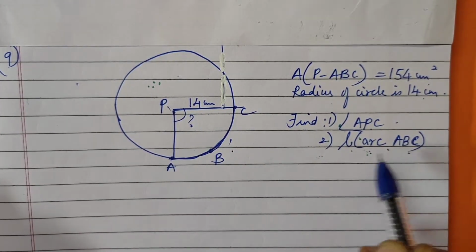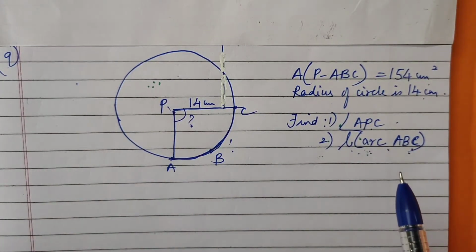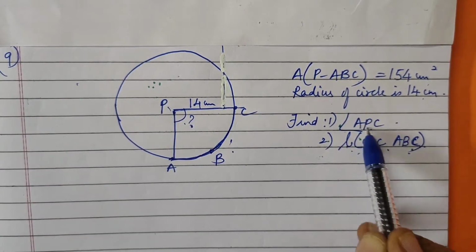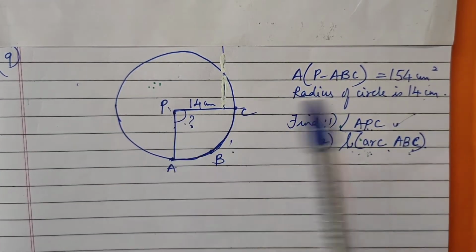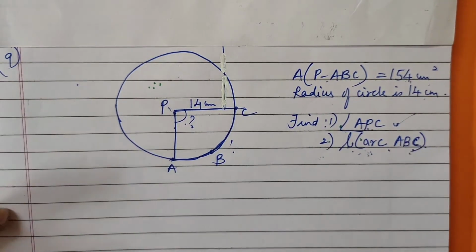So we can find the length of the arc, that is what? Theta upon 360 into 2 pi r. Okay, so we want the theta for finding this, that is an angle. So first we have to find this angle, right? How will we find it? We can find it because the area of a sector is given. Let's start with the area of a sector.